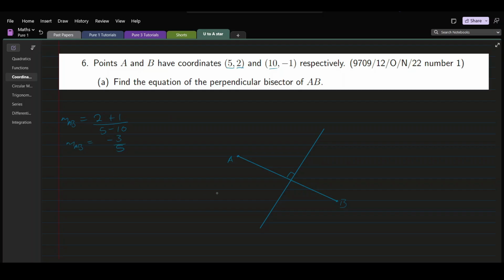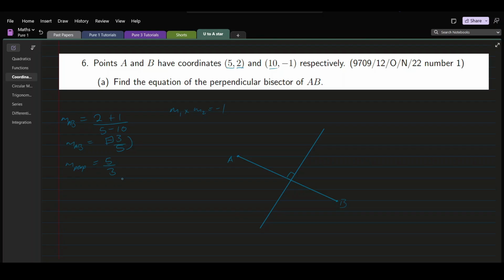Now we know that these two lines are perpendicular, so the gradient of the perpendicular bisector is therefore equal to the negative reciprocal. That means we're flipping our fraction over and then changing the sign. That's what negative reciprocal means. Or you could just simply use m1 times m2 is equal to negative 1. It's the same thing. So our perpendicular bisector has the gradient 5 over 3. Now we need to find the coordinates of a point that lies on our perpendicular bisector.